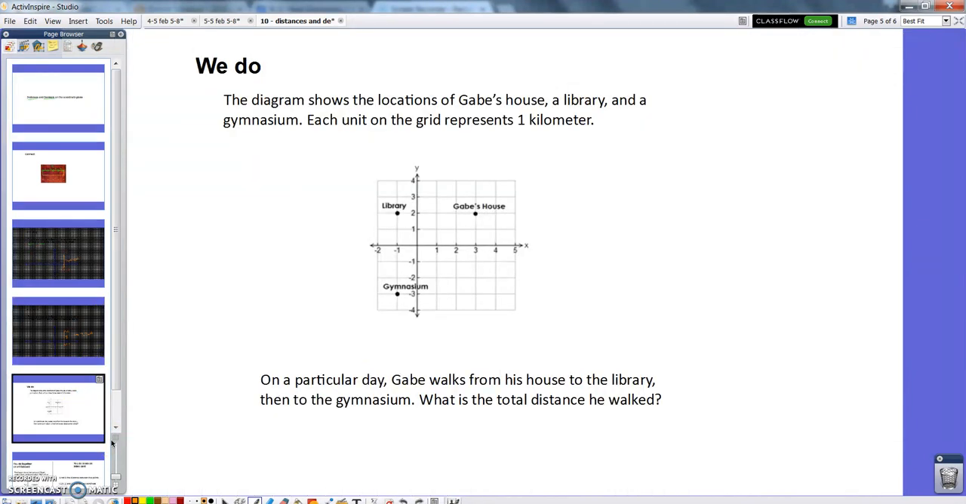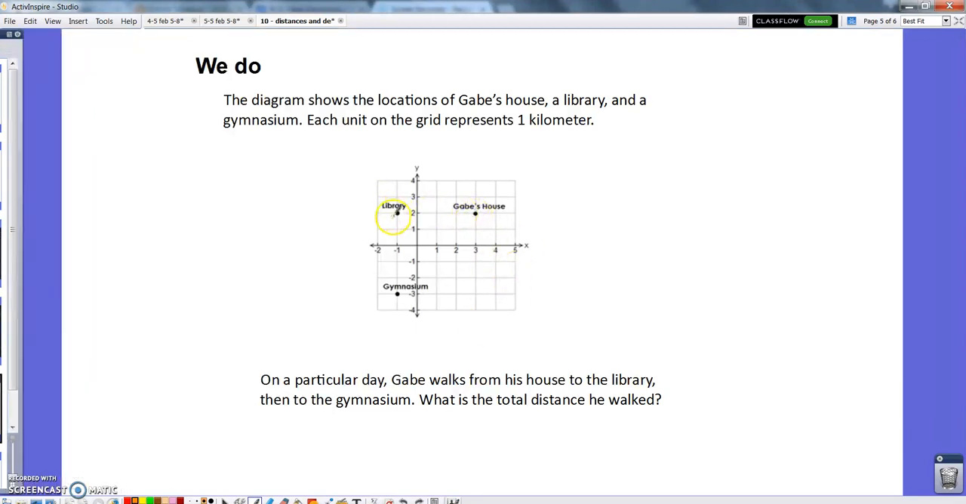So let's do a we-do. This is kind of a real situation problem. So open your notebook, and let's work this together as a we-do. So this says, the diagram shows the locations of Gabe's house, here, a library, and a gymnasium. Each unit on the grid represents 1 kilometer, so it's like 1 kilometer here, 1 kilometer here, and so on. On a particular day, Gabe walks from his house to the library, then to the gymnasium. What is the total distance that he walked?